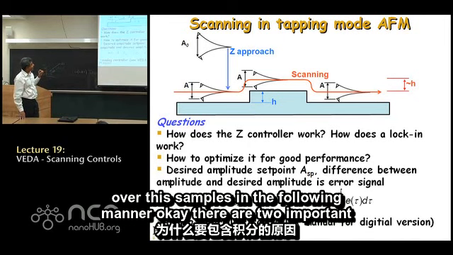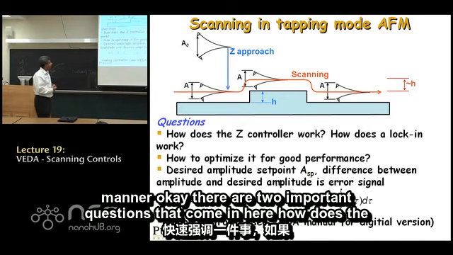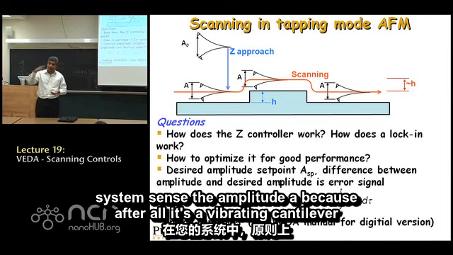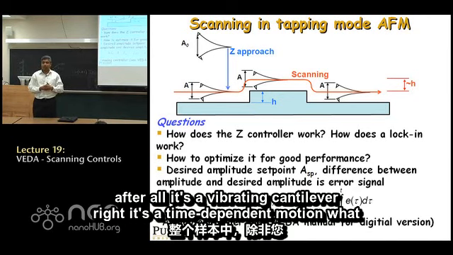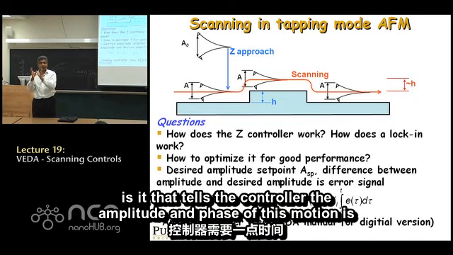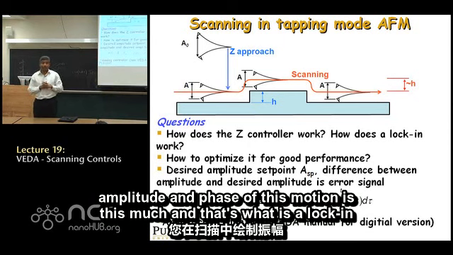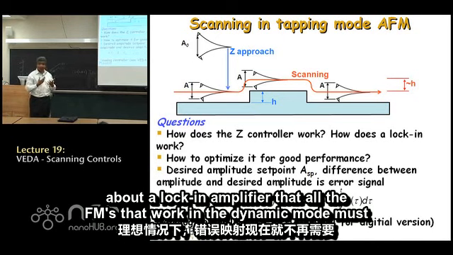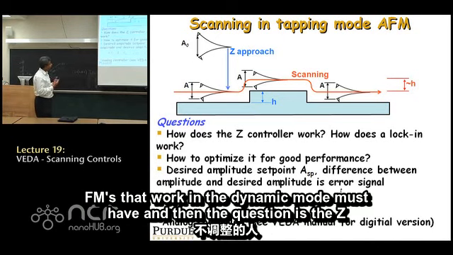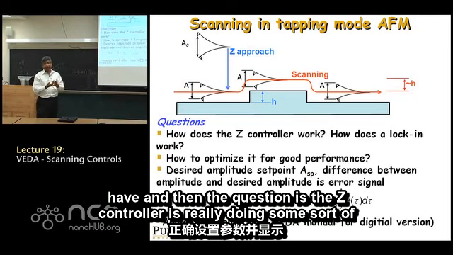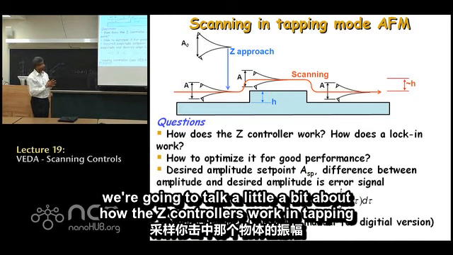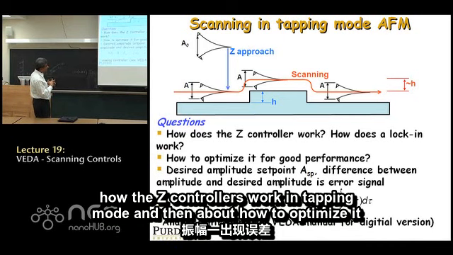Okay? There are two important questions that come in here. How does the system sense the amplitude A? Because after all, it's a vibrating cantilever, right? It's a time-dependent motion. What is it that tells the controller the amplitude and phase of this motion is this much? And that is a lock-in amplifier. So we'll talk a little bit about the lock-in amplifier that all AFMs that work in the dynamic mode must have. And then the question is, the Z controller is really doing some sort of feedback on the amplitude, which is the output of the lock-in amplifier, okay? So we're going to talk a little bit about how the Z controllers work in tapping mode, and then about how to optimize it for good performance, and so on.